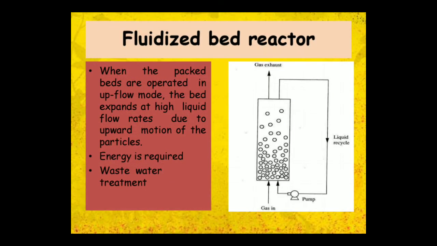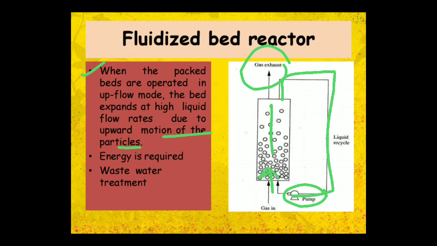Fluidized bed reactor. When the packed beds are operated in upflow mode, the bed expands at liquid flow rates due to upward motion of the particles. Here you can see that the gas is getting in from this point. This is the pump attached and the liquid is recycling like this. Again through the help of the pump it is going inside, and this is the gas exhaust, and it is following an upward motion. Energy is required for this and this is mainly applicable for wastewater treatment.